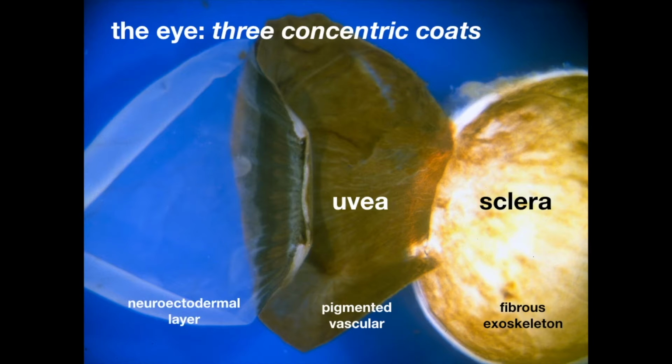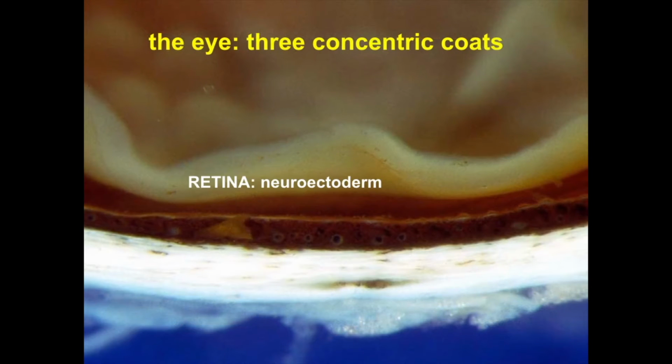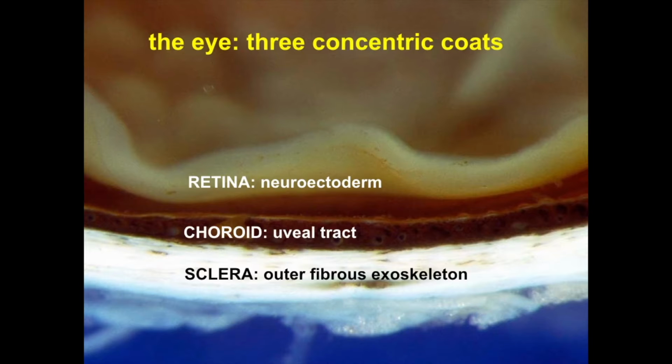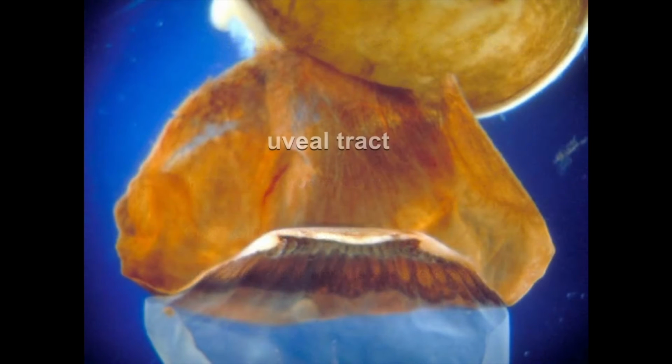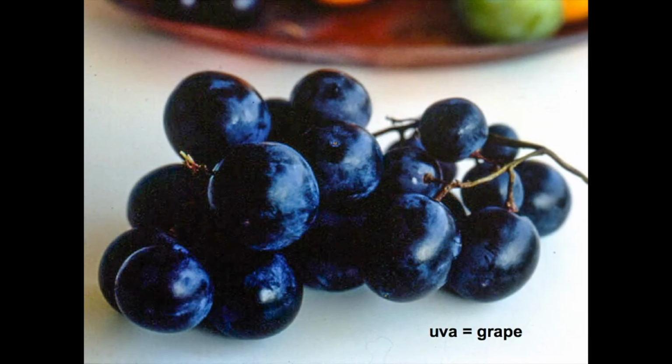The neuroectodermal derivatives that form the inner layer include the neurosensory retina, the iris, ciliary body, and retinal pigment epithelia. The 3 layers are seen in the posterior part of this sectioned globe. The uveal tract includes the iris, ciliary body, and choroid. Early anatomists named this layer the uveal tract or grape-like tunic because they thought that the exposed structure resembled a purple grape. Uva is the Latin and Spanish word for grape.